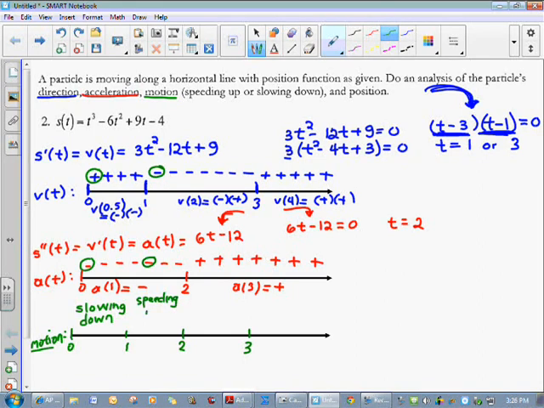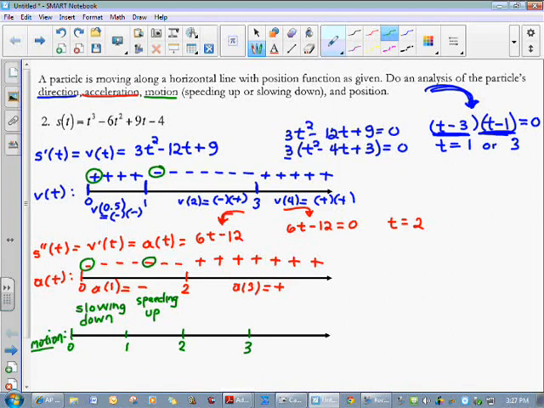Now later on, I'm going to show you lots of other applications that might make the concept of same signs for velocity and acceleration meaning speeding up, opposite signs meaning slowing down, clearer. But for right now, this is our basic introduction, and I want you to get comfortable with the results here.